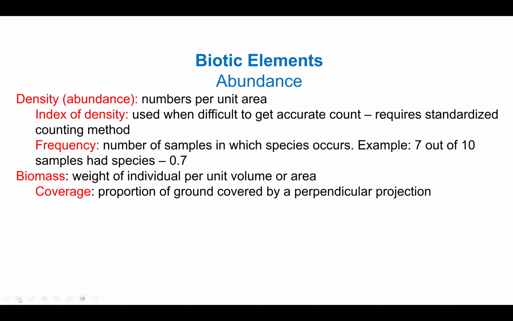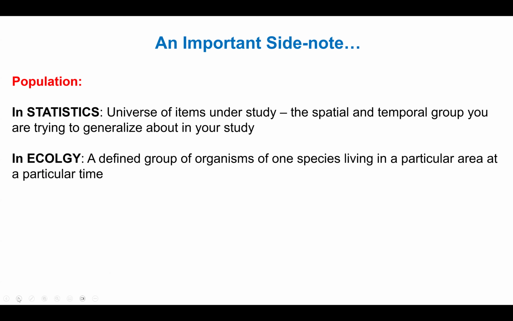Your biotic elements are really about just numbers per unit area. When it's really hard to get a good count, say you're doing something really big, you do what's called a standardized counting method. You also look and see how many species occur in an area, which would be frequency. You can measure per volume or unit area, and that gives you biomass. And then coverage is just how much coverage there is across the ground. We'll talk a little bit about this. I have some more pictures coming up.